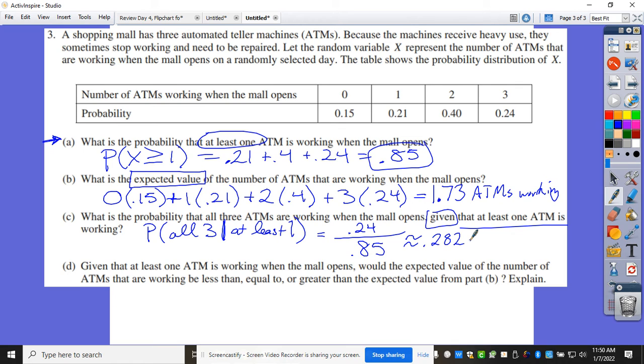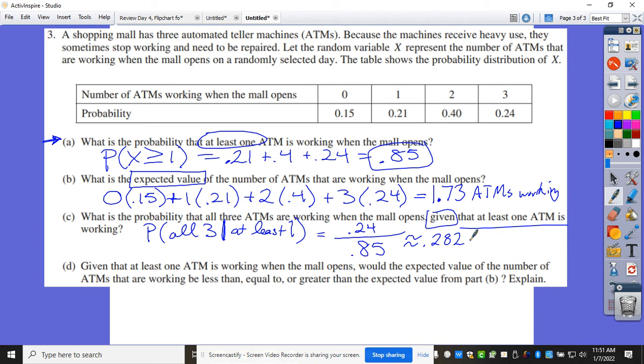To be completely honest, I don't love D because it's an easy question. I like the question itself, but it would be hard for me to answer that as a student taking this test, because I get it, but I don't know how to explain that to you. So given that at least one of the ATMs is working when the mall opens, would the expected value of the number of ATMs working be less than, greater than, or equal to the expected value from part B? Well, what is just the answer? Greater than. That part you should get.